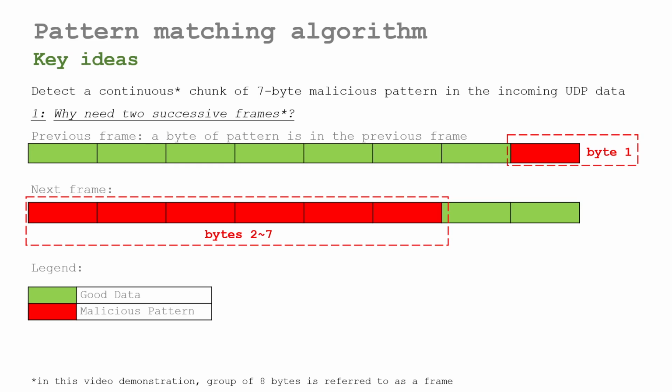So let's say, what if in my previous frame, or you can say the current data frame, the first byte of the malicious pattern lies on the last byte of my data frame. So I need to move on to the next frame to match the other remaining 6 bytes. So this is the need for having a 14-byte wide data frame to successfully match my malicious pattern.